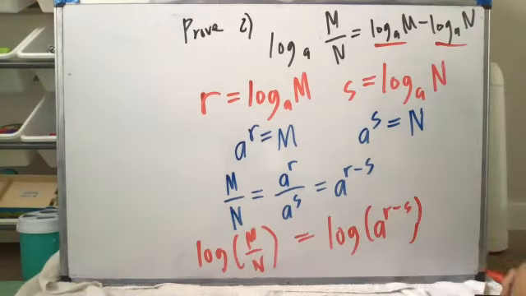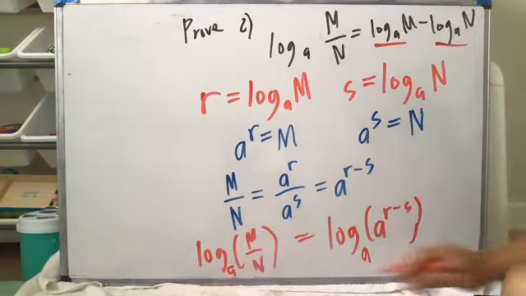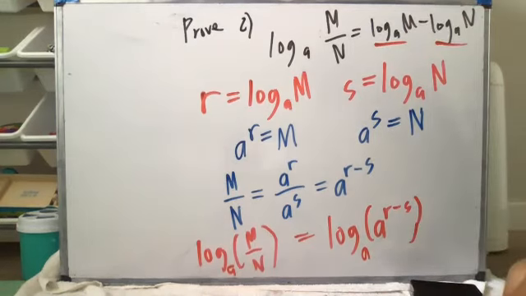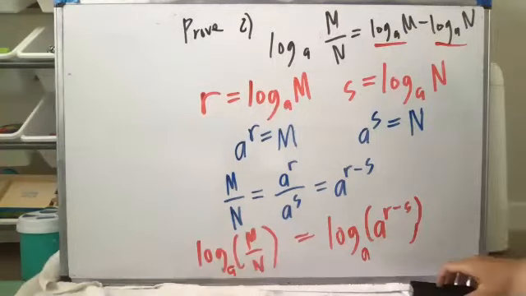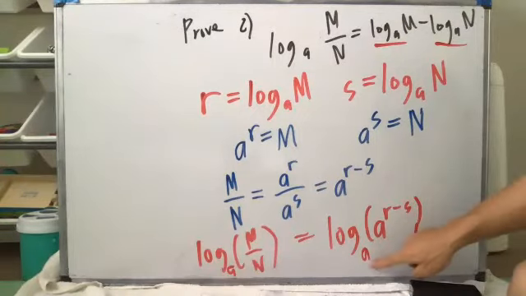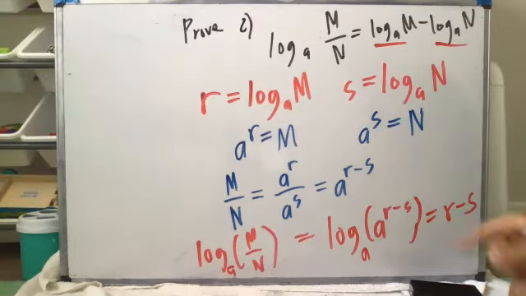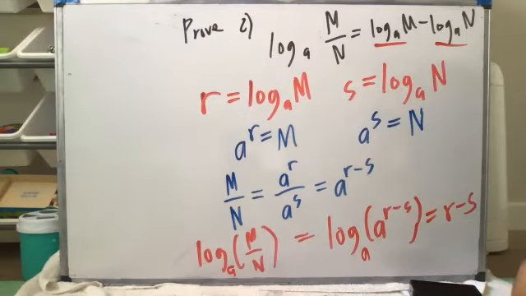Okay, so let me just copy that down. Log a to r minus s. What does that mean? Log base a. Okay, here we go. So now we can apply the inverse property, right? This is a to the a to something, and this a is going to undo that a, so I end up with just r minus s. So there that is, we're done. Because remember, r is log base a m, s is log base a of n.